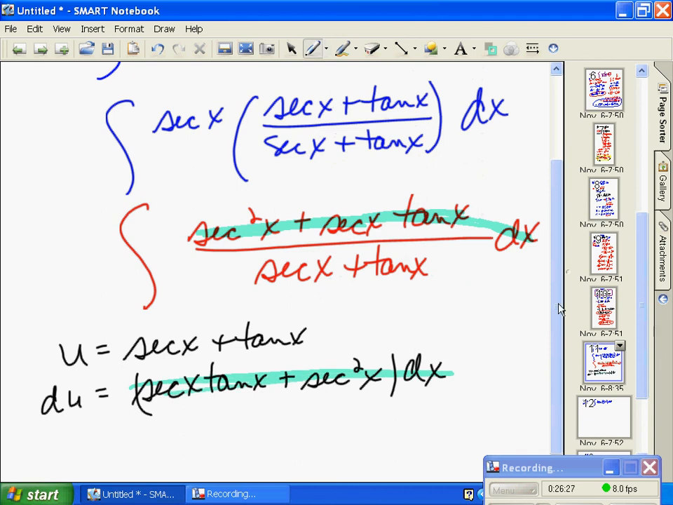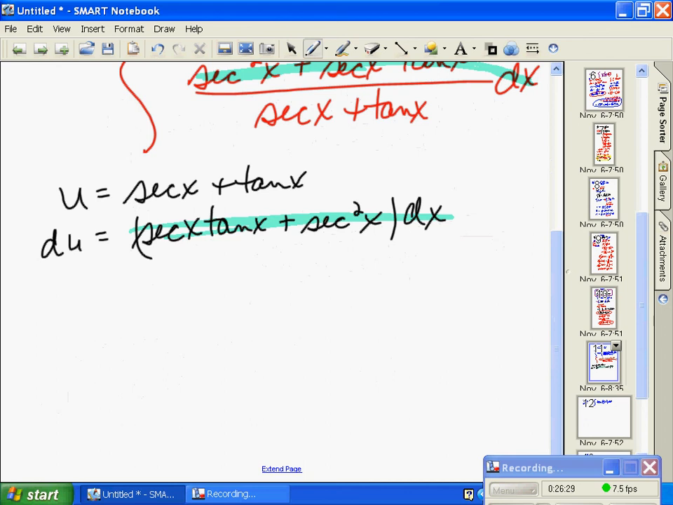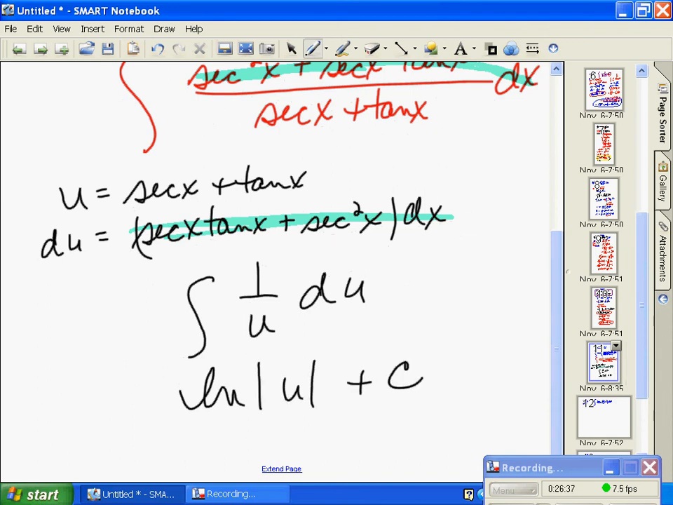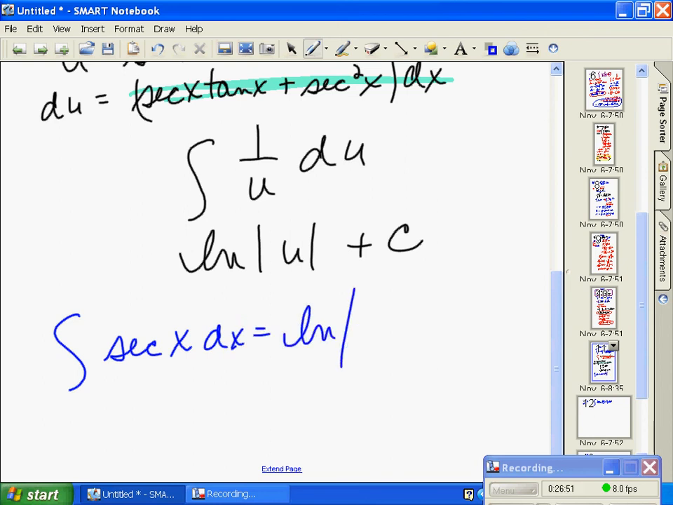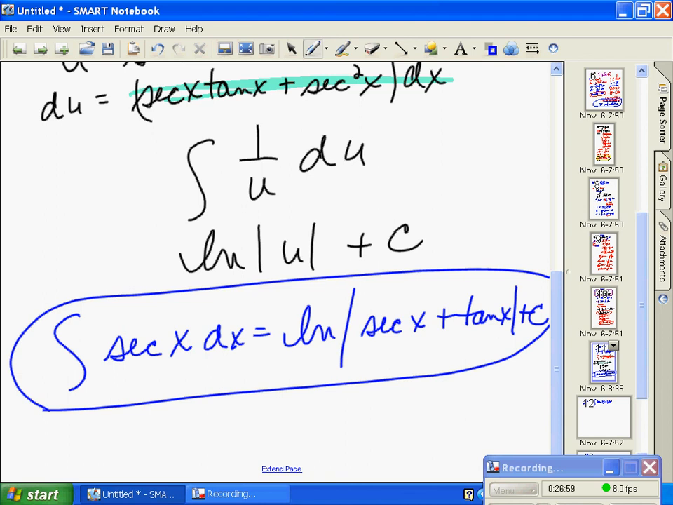So this simplifies down to the integral of 1 over u du, which is the natural log of the absolute value of u plus c. So that's why I have the integral of secant of x dx is the same as the natural log of the absolute value of, let's see, what was u? Secant of x plus tangent of x plus c. Okay? And the rest of those properties can be proven very similarly to what we just did. So you have a little memorization to do.